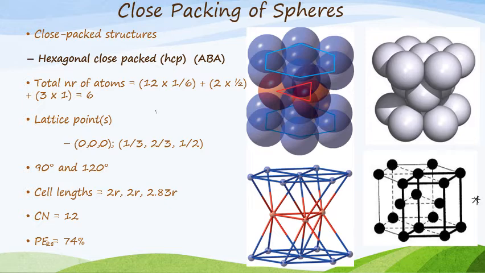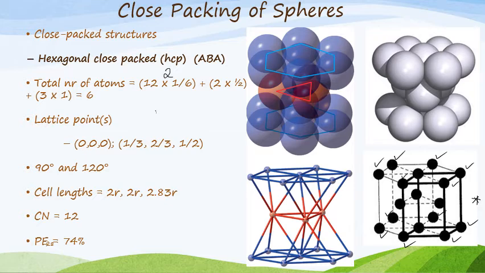I want you to see that we have 1, 2, 3, 4, 5, 6 atoms on those corners, and another 6 at the bottom. 1, 2, 3, 4, 5, 6 on corners. Now remember that corners means that they are contributing only 1/6 of their value. There are 12 of them times 1/6, so that gives us 2.